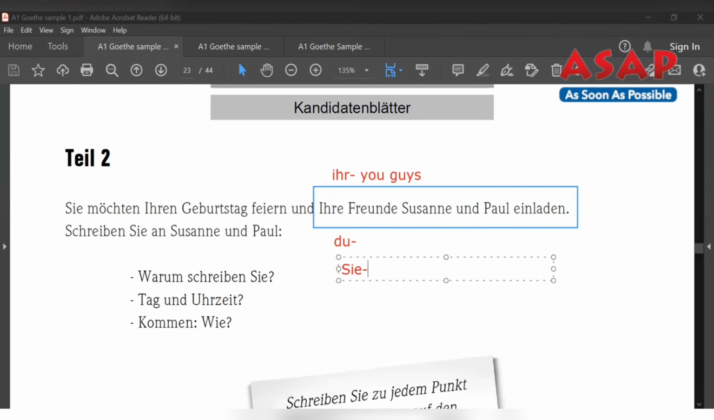So you need to understand whether the given email is in the ihr form, du form, or Sie form. If it is the ihr form, you need to use words like ihr, that is you guys, euch, to you, or euer, eure. So these words are important. If you don't know what these are, that means you need to learn a little bit more German.